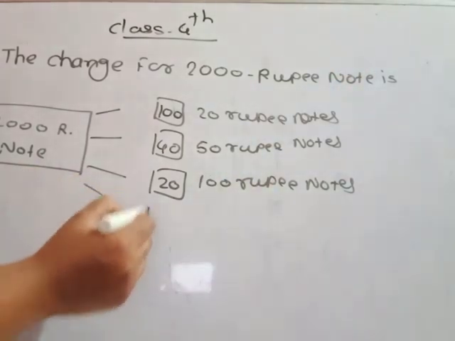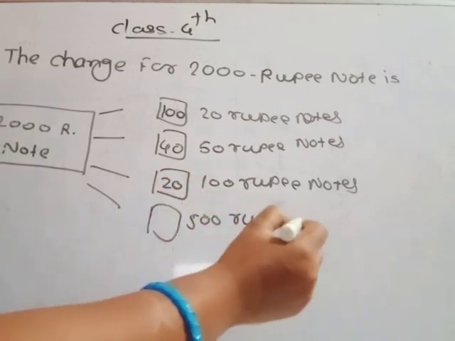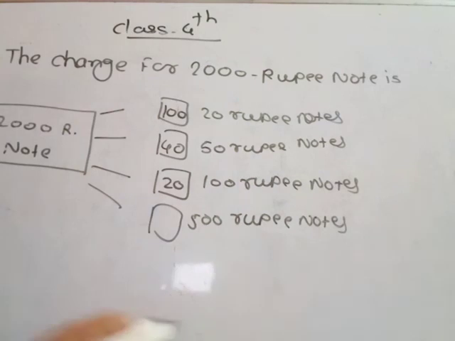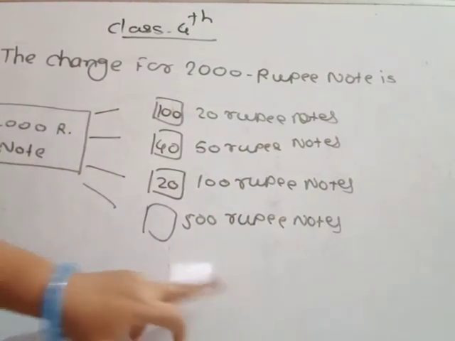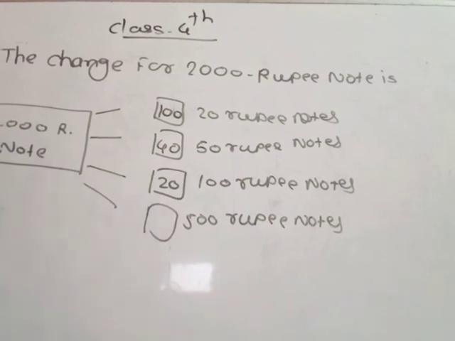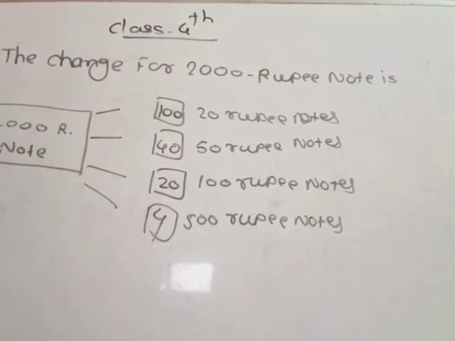Then next one is 500 rupee notes. How many will you take here? 500, 500 is 1000, again 500, 500 is 1000, so you will take 4 five hundred rupee notes, then you will get this 2000 rupee note. This is the change for the 2000 rupee note: 100 twenty rupee notes, 40 fifty rupee notes, 20 hundred rupee notes, and 4 five hundred rupee notes.